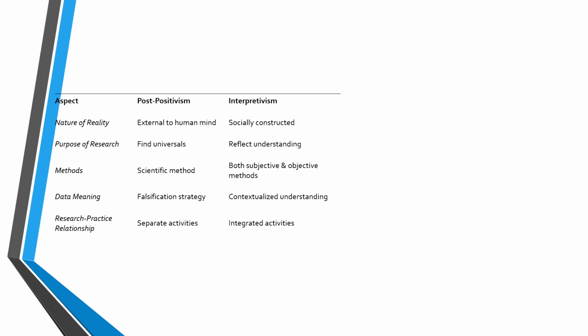Here's a comparison between post-positivism and interpretivism. Post-positivism believes in a single reality independent of human perception. Interpretivism sees reality as socially constructed through experiences. Post-positivism aims to find universal truths using scientific methods. On the other hand, interpretivism aims to understand human experiences in context. This distinction helps researchers select appropriate methods for their studies.